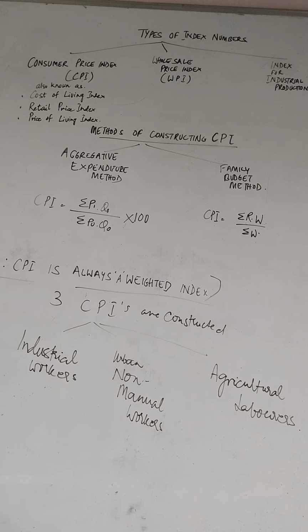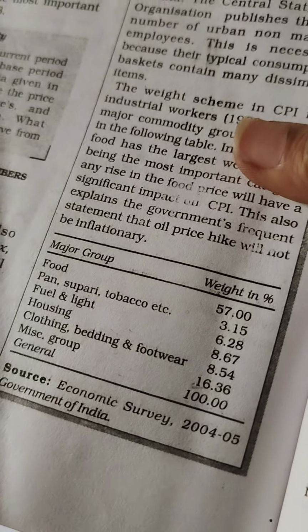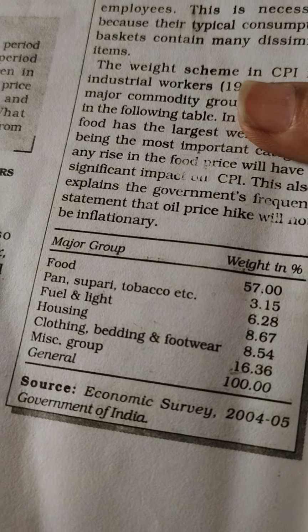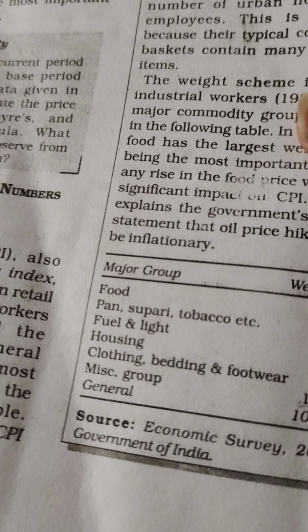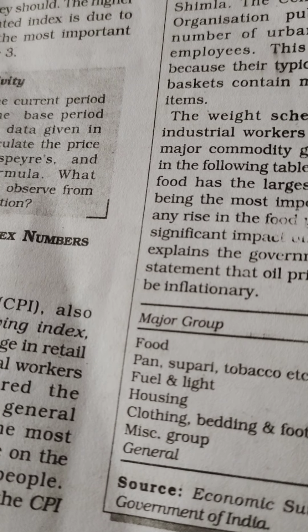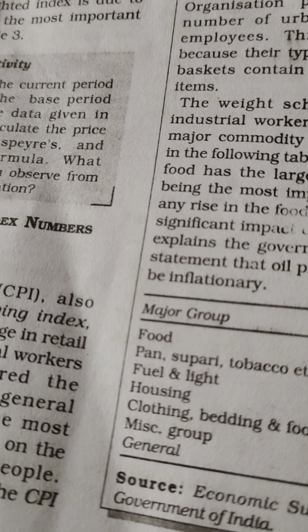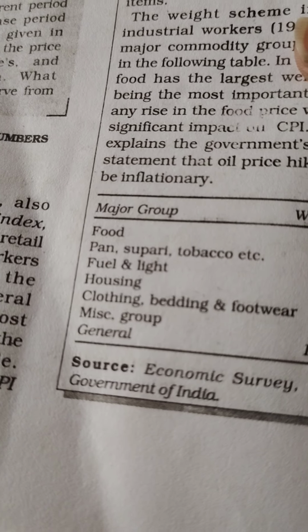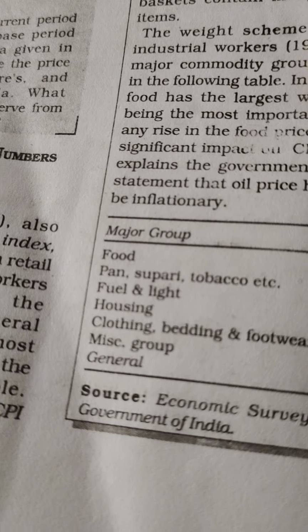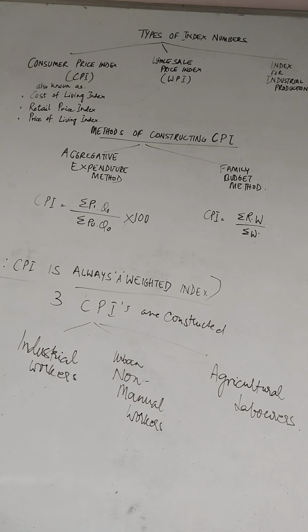Okay, so I can show you, I have this NCERT book here in which they have given this. For example, they've given the weights, and this is how it is divided. So the major groups are given like that. The source they give is the Economic Survey 2004-5, Government of India, which means you can see it in any of the economic surveys.